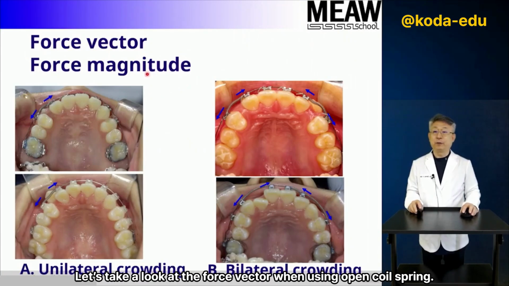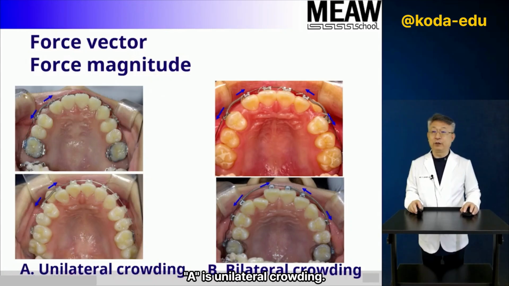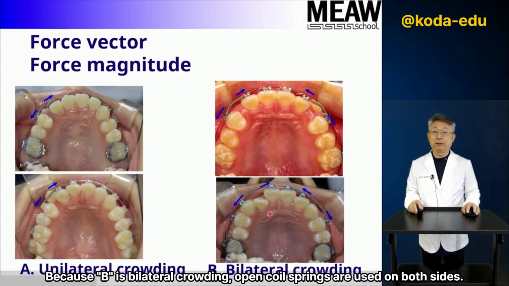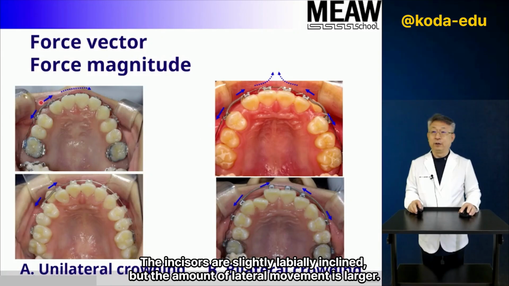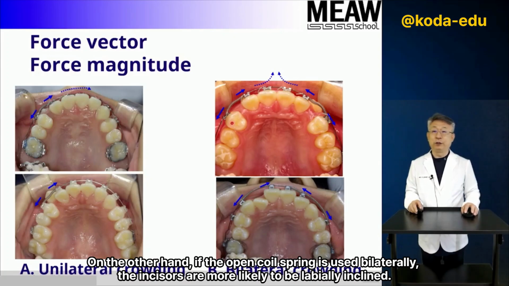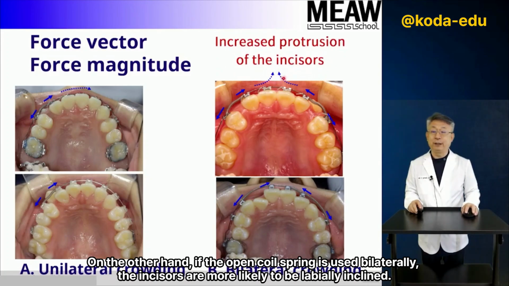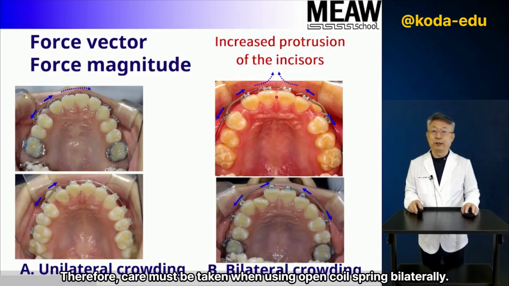Let's take a look at the force vector when using open coil spring. A is unilateral crowding. Because B is bilateral crowding, open coil springs are used on both sides. How do the teeth move if open coil spring is used unilaterally? The incisors are slightly labially inclined, but the amount of lateral movement is larger. On the other hand, if the open coil spring is used bilaterally, the incisors are more likely to be labially inclined. Therefore, care must be taken when using open coil spring bilaterally.